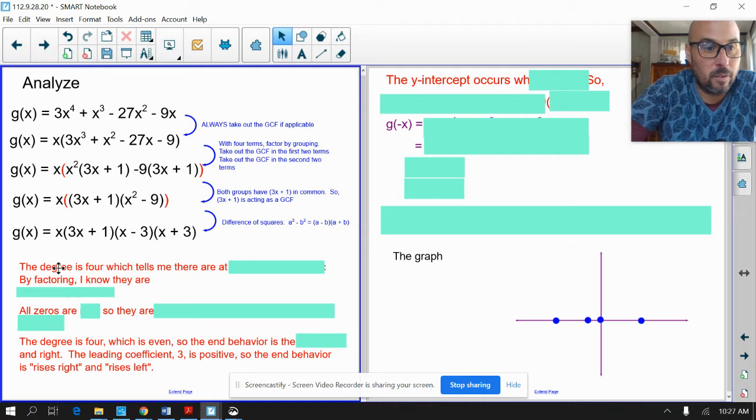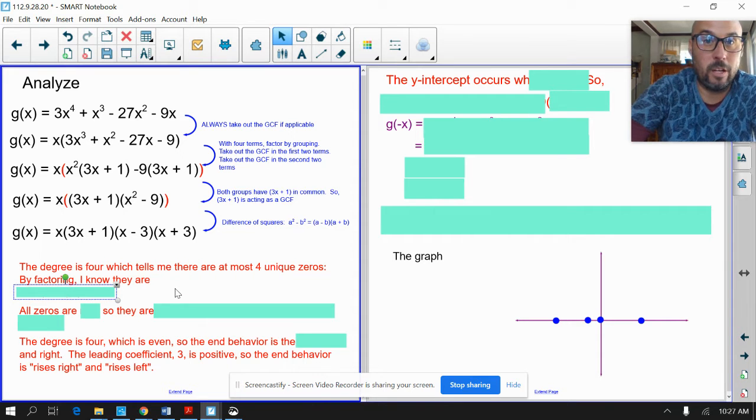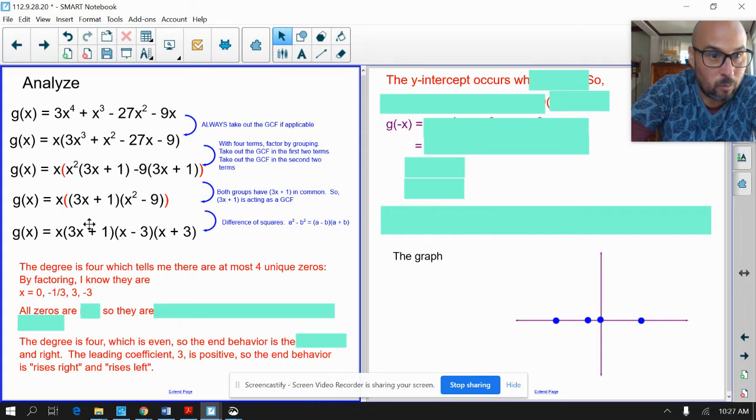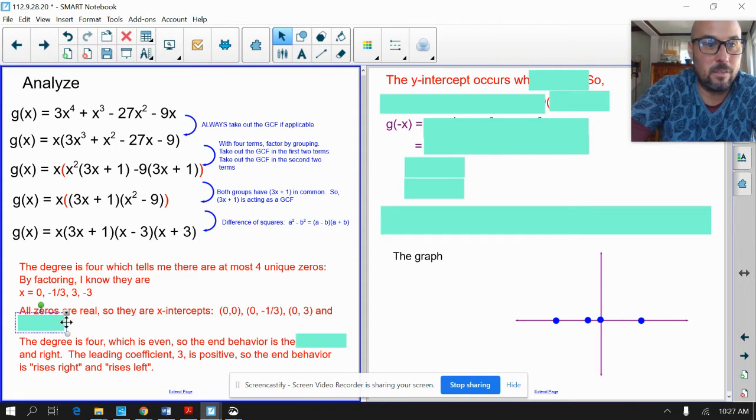And the degree, I knew it was 4, so I know there were at most 4 unique zeros. And because of factoring, I know exactly what the zeros are. There are indeed 4 unique zeros. The number 0 is a zero. The number negative 1/3 is a zero, makes this factor 0. The number 3 is a zero, and the number negative 3 is a zero. And all those zeros are real. What does that mean? That means that all those zeros are x-intercepts. So if I were to graph this, it would hit the x-axis 4 unique times.